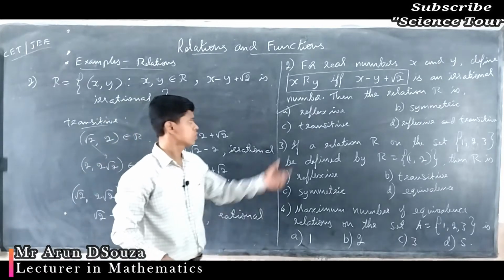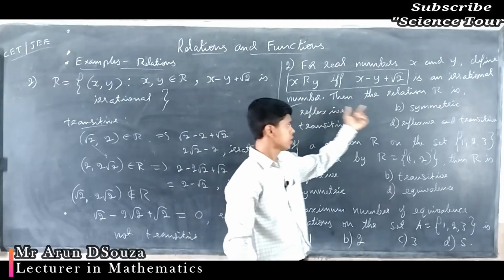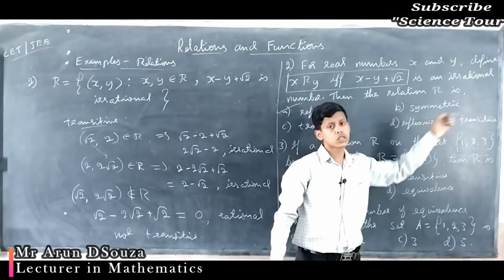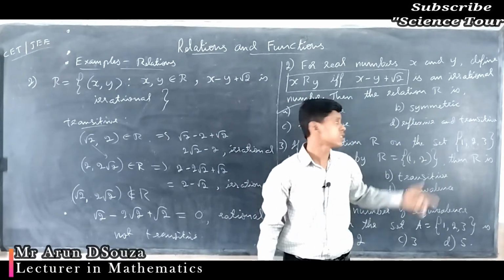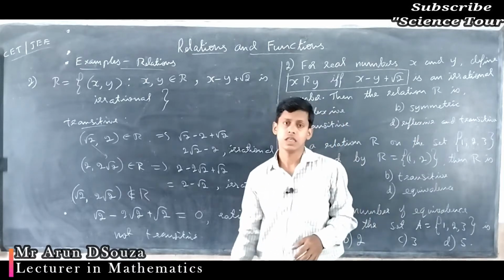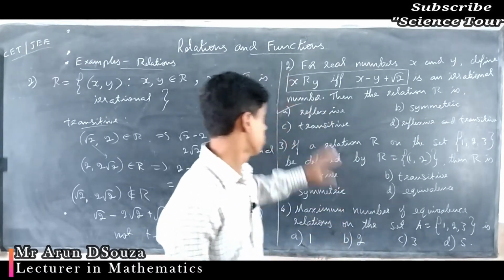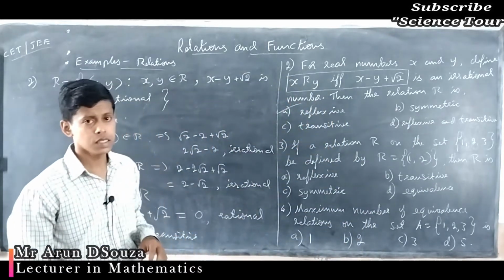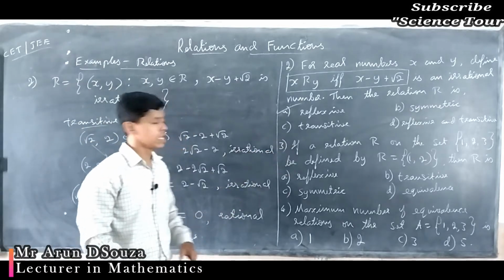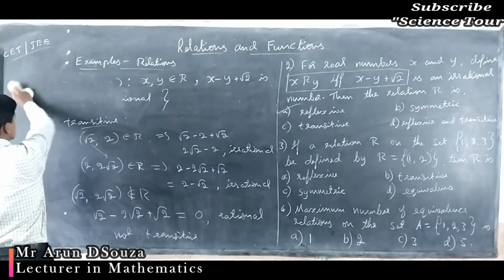Therefore, I already told you that the option is reflexive. So because it is not transitive, if it was transitive, then option D would be the right option. So option A is the correct answer. Alright, so let's move on to the third question.